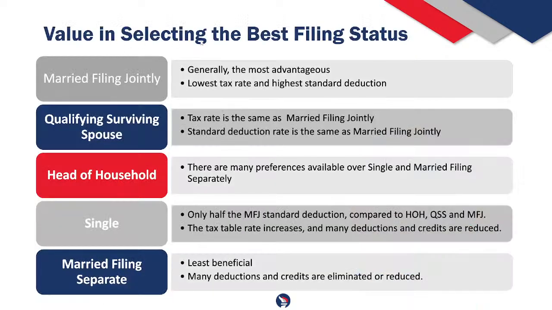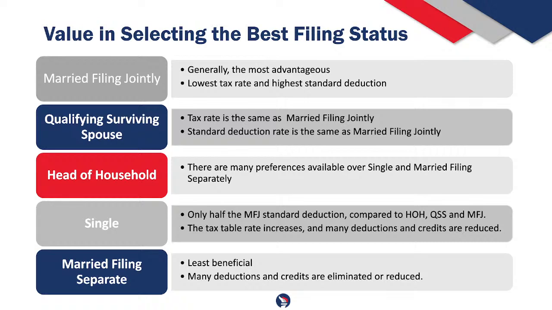So value in selecting the best filing status, there is obviously value. Married filing jointly is generally the best for multiple reasons, because it has the lowest tax rate. It grows at the slowest rate on the tables. It has the highest standard deduction. Qualified surviving spouse is also the best because it's married filing jointly, just without the spouse, because they're deceased. Tax rate, again, is the same as married filing jointly. The standard deduction is the same as married filing jointly.